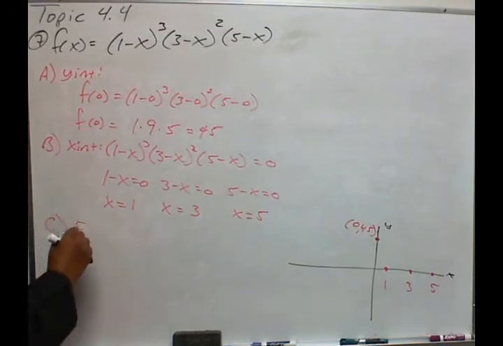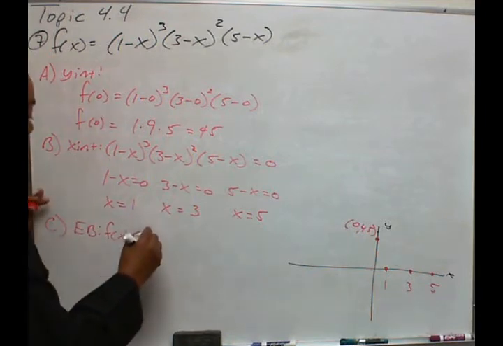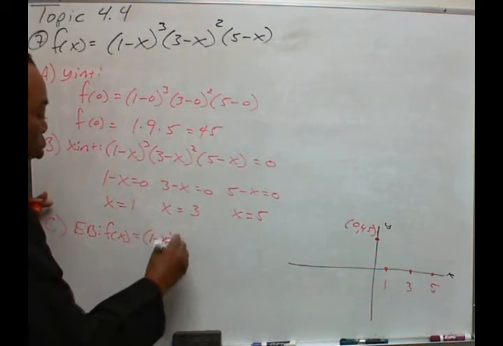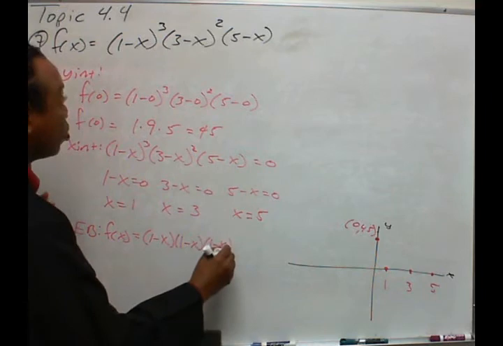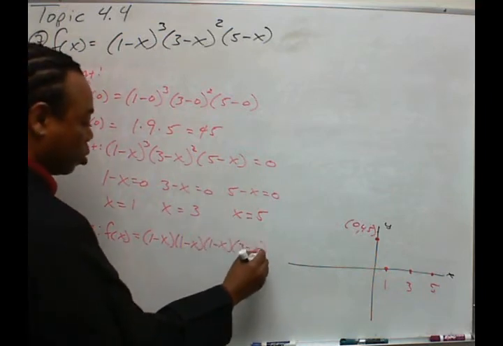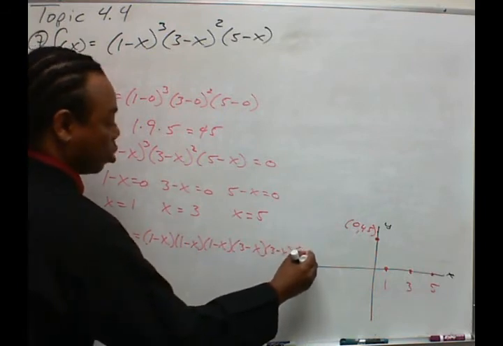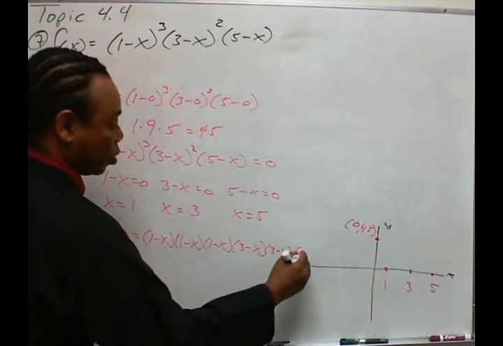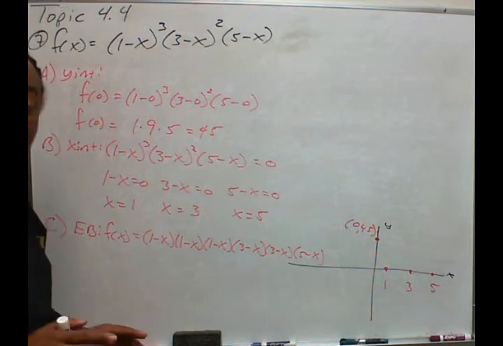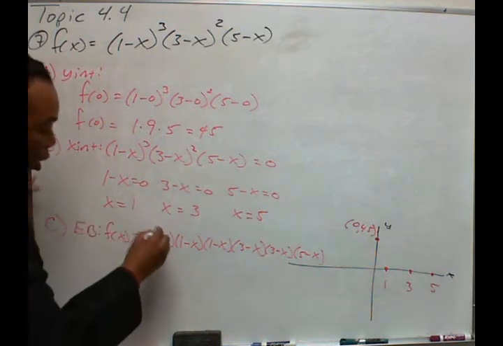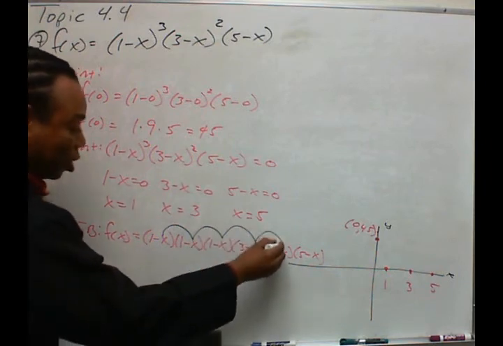Next, we need our end behavior. The end behavior will be based on the first, or the leading term. So I'm going to write out my factors, or expand my factors. That's 5 minus x. Okay, and then I'm going to use FOIL, just the first part of FOIL. We're going to multiply the negative x times negative x times negative x times negative x times negative x.